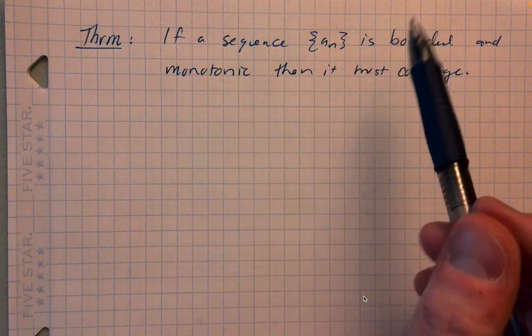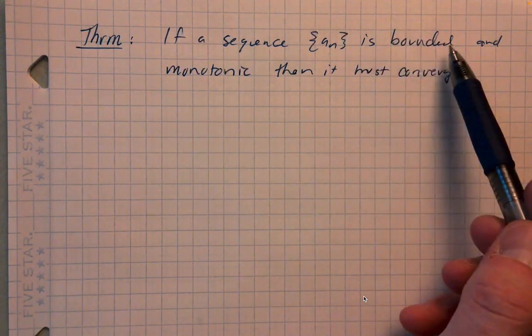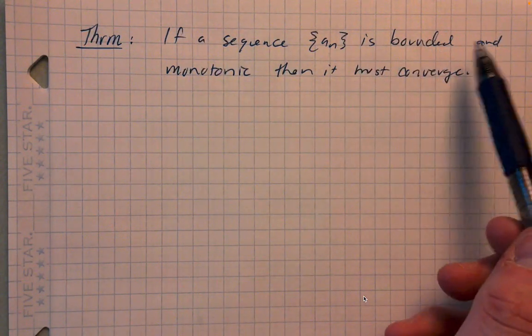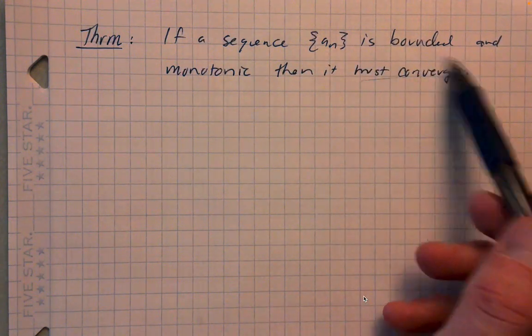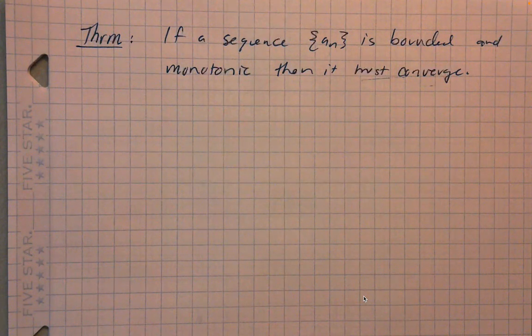But if it's bounded, it can't go up indefinitely. It has to sort of level off, seemingly, right? And so that's going to imply that it must converge. It can never go down. It can only go up. And if it's bounded above, it can't go up forever. It has to sort of curve into some kind of a limit trajectory.